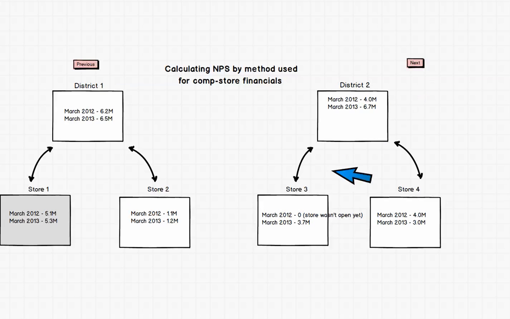But really that increase is based on a new store opening, not that they increased the performance of their existing stores. And so really the way it should be calculated using comp store financials is that March 2012 they only did 4 million, and in March 2013 they did 3 million. You can't count this March 2013 for store 3 of 3.7 million because this store hasn't been open for a year.